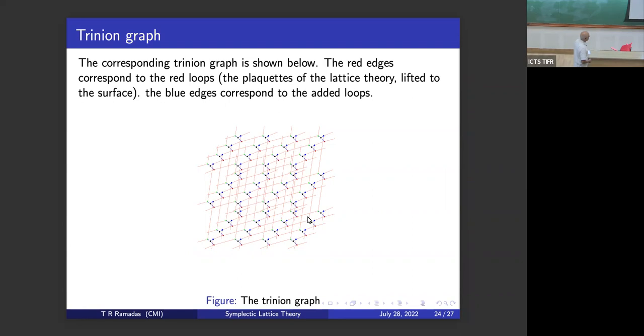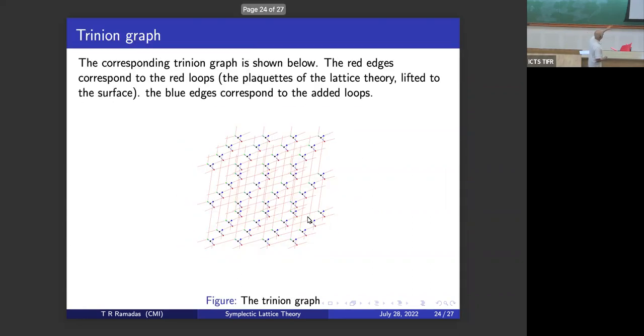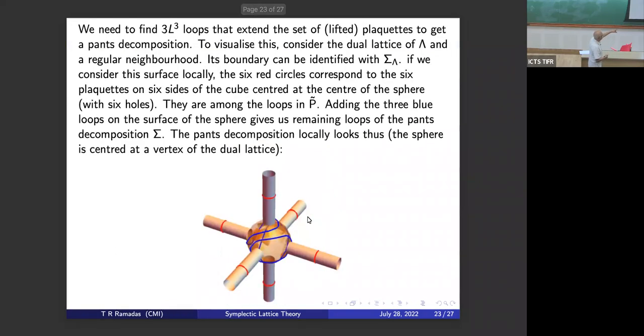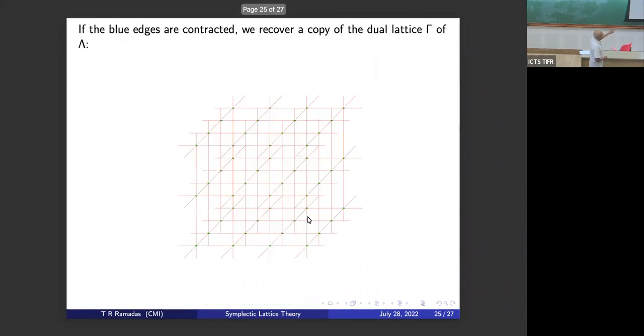And if the blue edges are contracted, remember the 3 blue edges all lie on this sphere, and the sphere corresponds to a vertex. This is a sphere around a vertex of the dual lattice. So the 3 edges are contracted to the center of the sphere, which is the vertex of the dual lattice. So this is why this is the dual lattice of lambda.